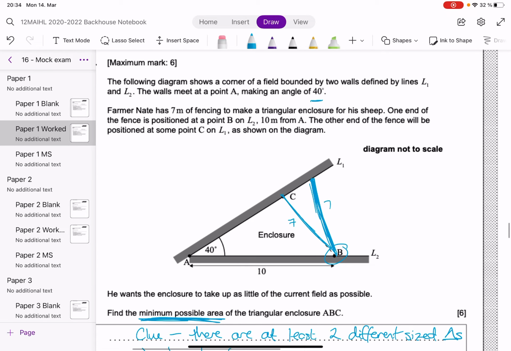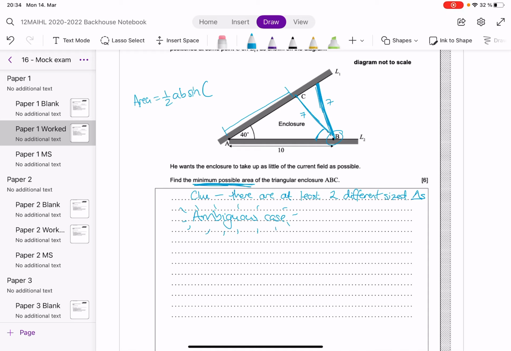So if we're going to find the area of this triangle, at some point we're going to need this length, or we're going to need this angle, because we're going to use that formula, area equals half AB sine C. So I've got 2 lengths, I've got 7 and 10, but I don't have the angle between them. I've got the 40 degrees, but I don't have both the sides, either side of it. So I'm going to have to find one of those 2 things.